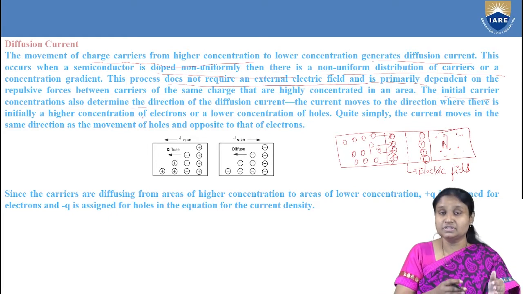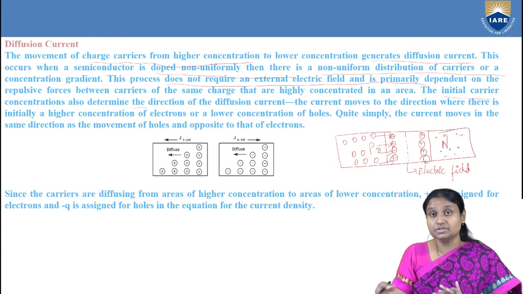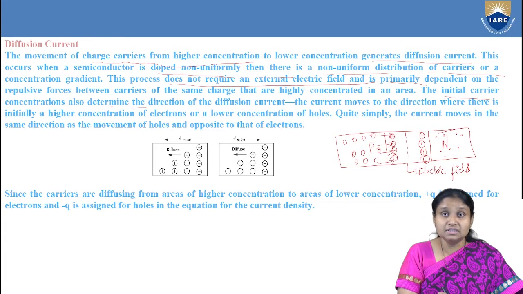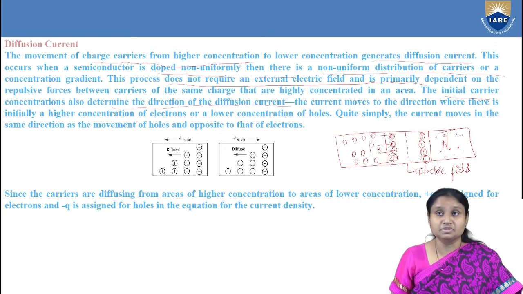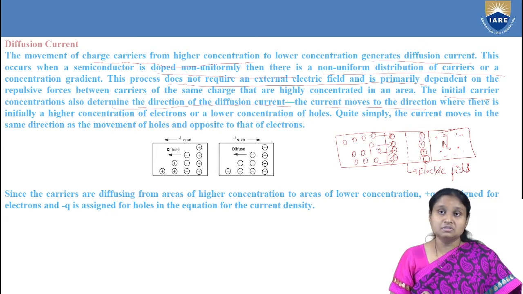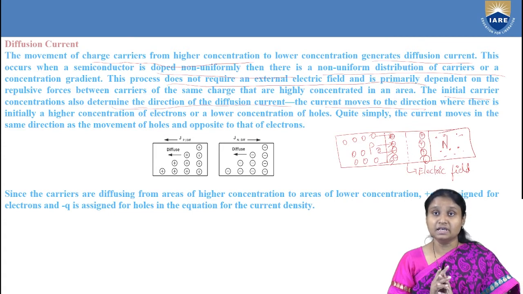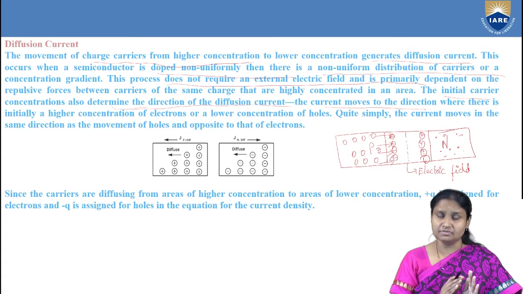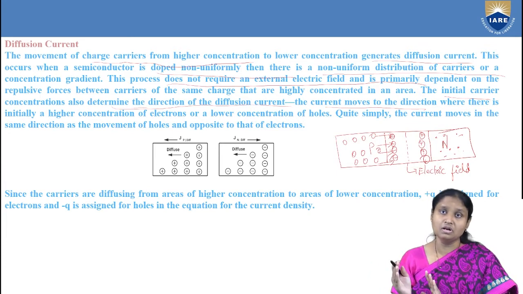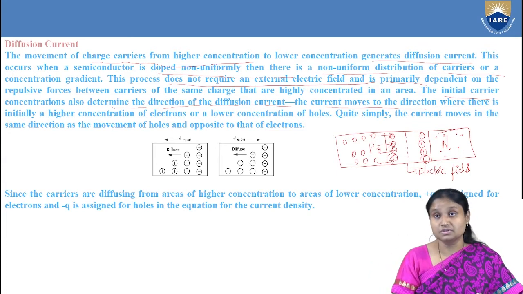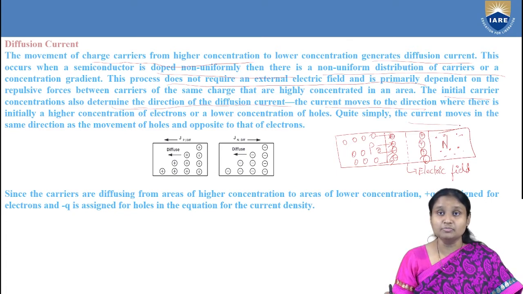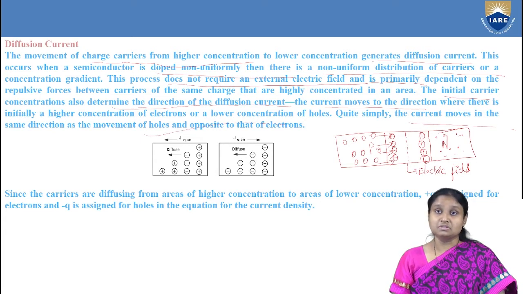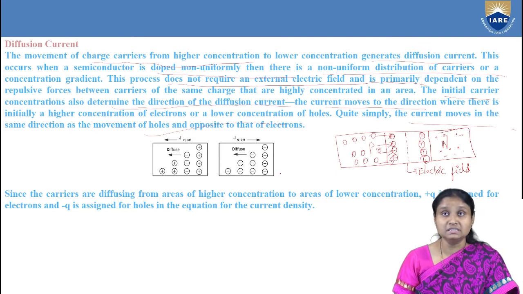Generally charge carriers move from higher concentration to lower concentration, and this concentration region determines the direction of diffusion current. Here the current moves in the direction where there is initially a higher concentration of electrons or a lower concentration of holes. So we'll take the diffusion current direction from the higher concentration region to the lower concentration region, or the region where we have a lower concentration of holes. It means that simply, current moves in the same direction as the movement of holes and opposite to that of electrons. That we can make out in the figure shown on this slide.